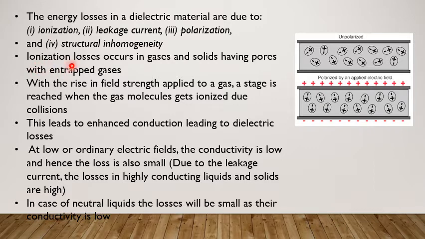How does ionization loss take place? Ionization loss occurs in gases and in those solids which have pores, because in the pores these solids have entrapped gases. So what happens with these entrapped gases? With the rise in field strength, when the electric field strength is increased, meaning positive charge is increased, negative charge is increased, a stage is reached when the gas molecules get ionized due to collision.